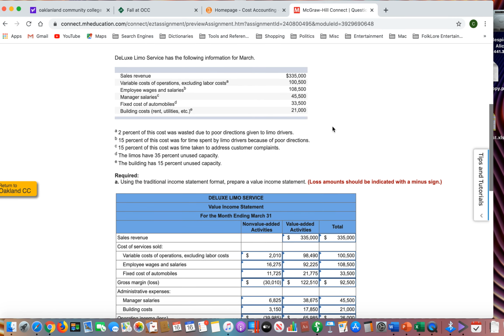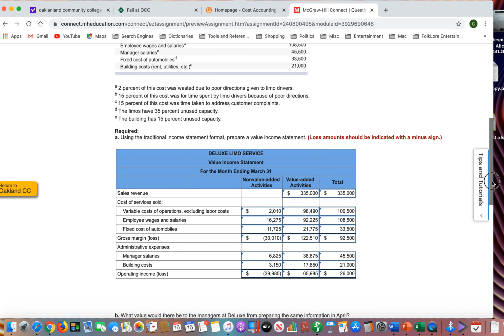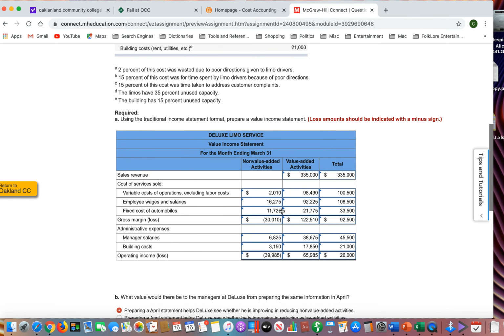And the same thing here with B. 15% of this cost was time spent by limo drivers because of poor directions. Well, 15% of 108,500 is 16,275. You subtract that from 108,500, you get the 92,225. So what they're doing is they have to give you the percentage of what was wasted or non-value added, and you simply do the math here. This is very straightforward.